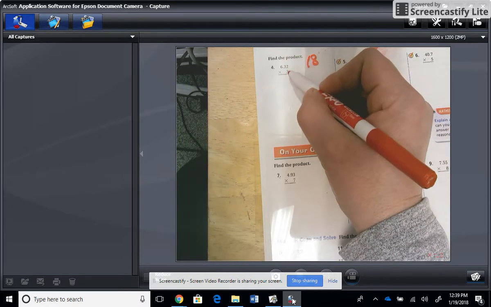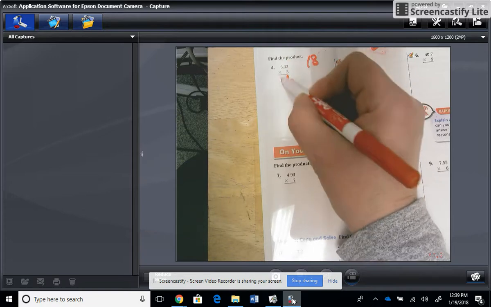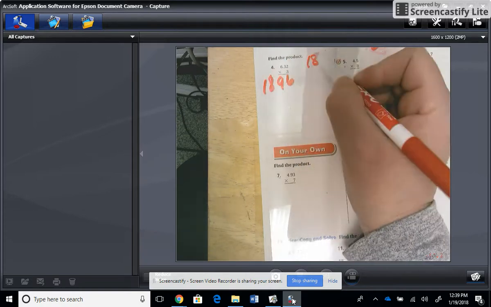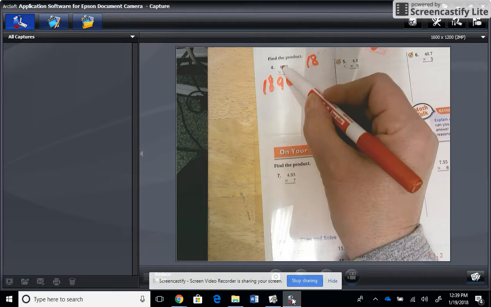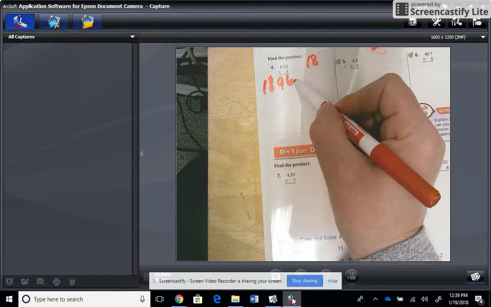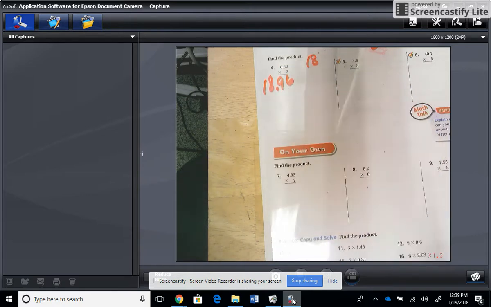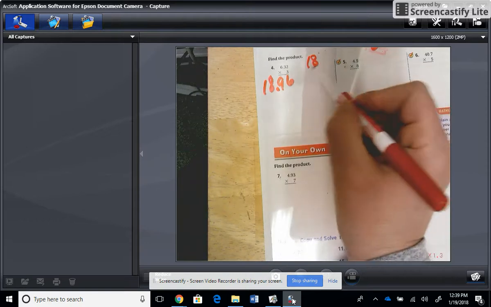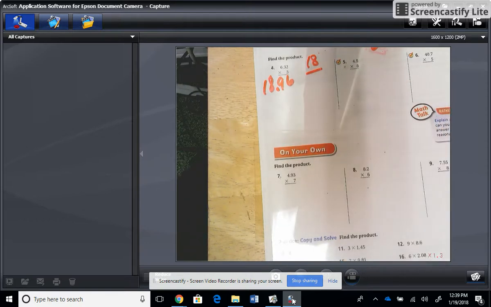So let's do this. I'm going to think of it as a whole number. I have 6, 9, 18. So I'm taking it times 100th. I'm going to move it in 10th, 100th, 18 and 96 hundredths. That's pretty close to 18.